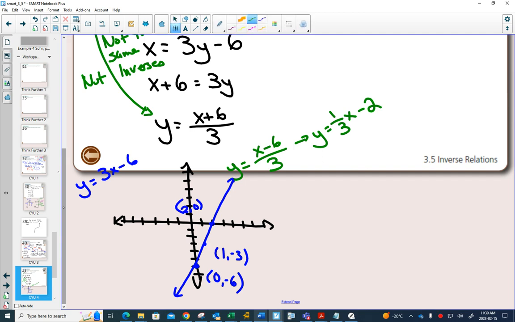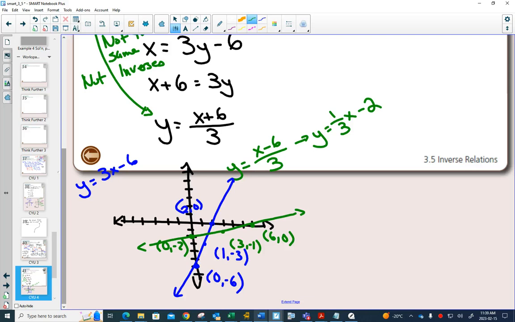Similarly, once I've changed the green one to y equals mx plus b, I would know that my y-intercept is at 0, negative 2. My slope being 1/3 would mean I could go up 1 over 3, up 1 over 3. So I'd have the point 6, 0, 3, negative 1. And I could draw that line.